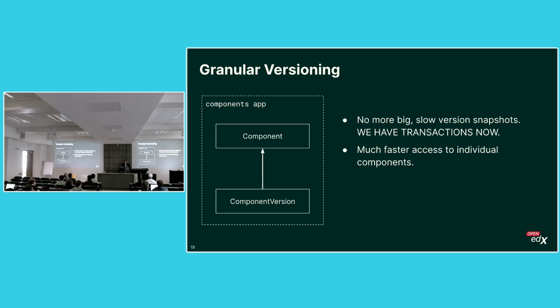It also means that we have much faster access to individual components, because in the past for ModuleStore operations, you're doing about 1,000 times the data access, read and write, that you actually need to, or that you should be doing. And it introduces a real data model for foreign key relations. So you're not using a bunch of usage keys as string fields in your database.